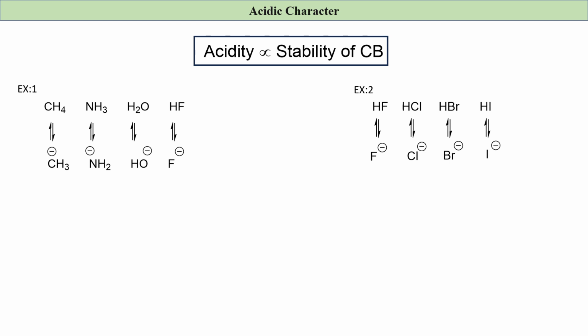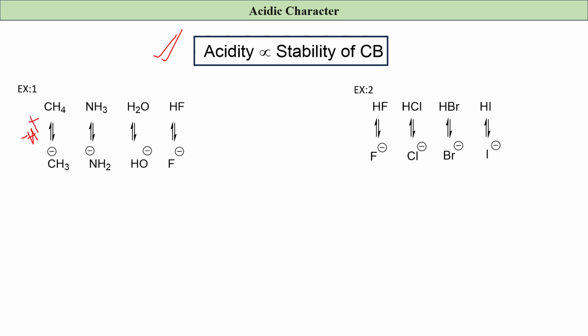Next, as I told, acidity is directly proportional to the stability of the conjugate base. Okay, now let's discuss some examples. Now see here, these are the one period elements: methane, NH3, H2O and HF. Now what is your procedure to find which one is more acidic? You first have to make their conjugate base. When you release one H plus, then what is generated is called the conjugate base.